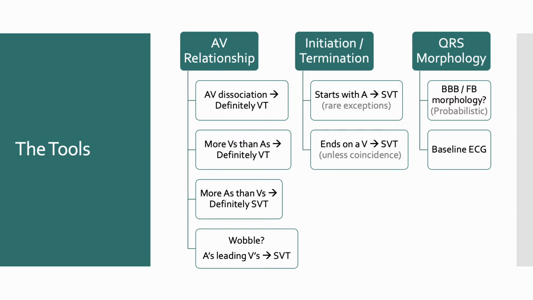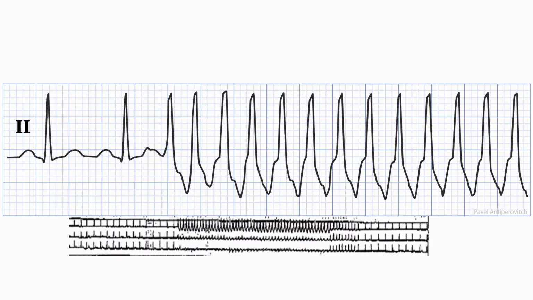And unfortunately, we're very limited in our use of QRS morphology on a single lead tracing. However, there are some hints we can use, which we'll talk about. So first, let's take a look at the AV relationship.